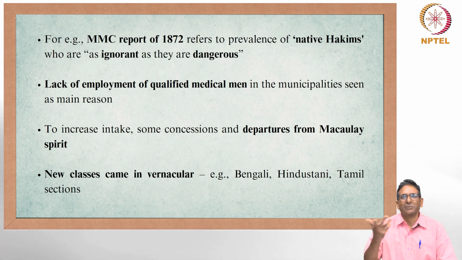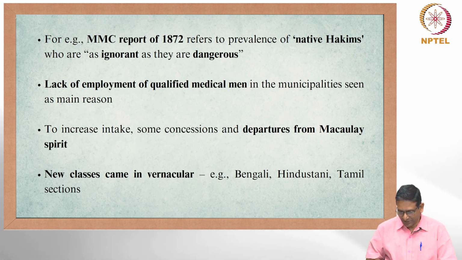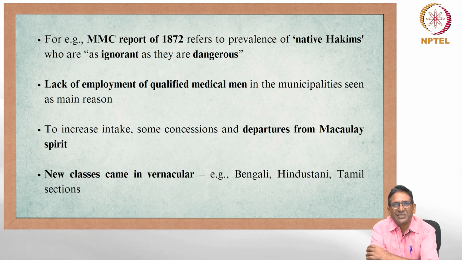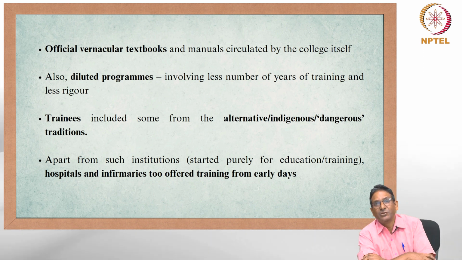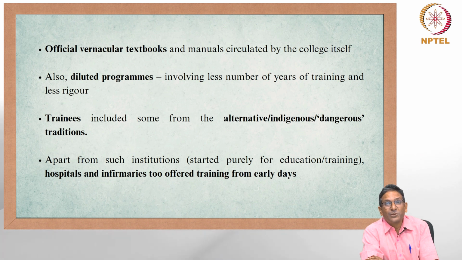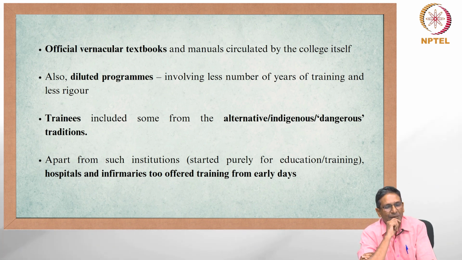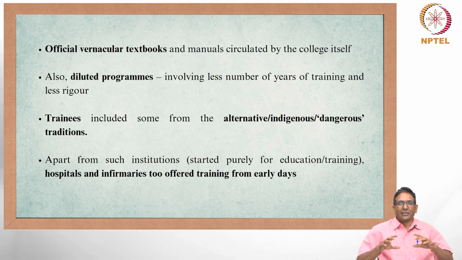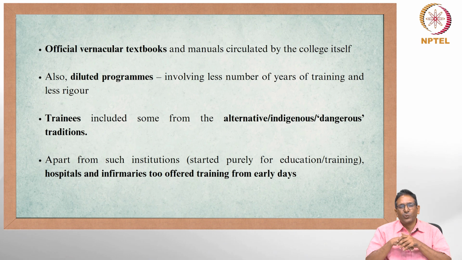So now we have, for instance, the Calcutta Medical College with a Bengali section and a Hindustani section. Madras Medical College had a Tamil section, and so officially we now had the textbooks in the vernacular languages, which is a significant departure from the Macaulay mood. And vernacular manuals were also circulated by the colleges themselves. To some extent the rigor of the programs was diluted, including the number of years, so less training and less rigor. And among those who were taken in, there were also those from the alternative indigenous traditions, the so-called dangerous traditions.